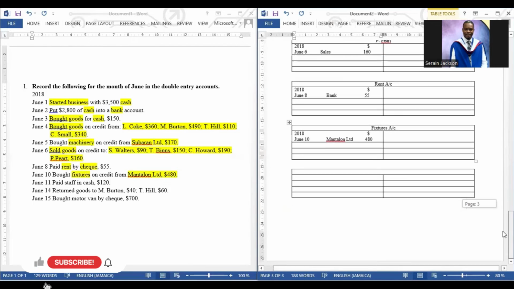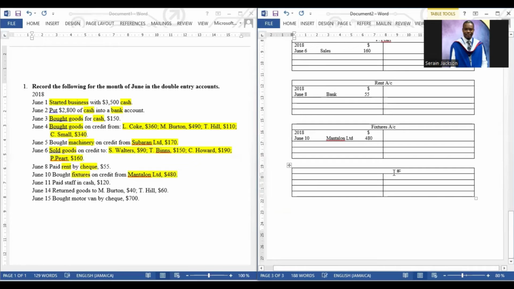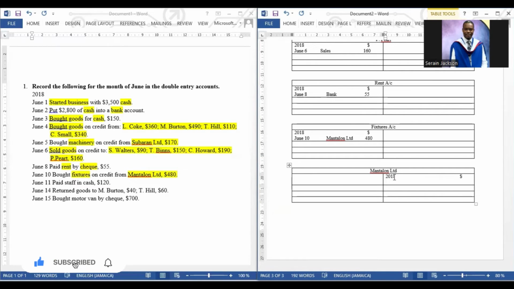So we have to now draw up an account for Matalan, and we credit their information. June 10, fixtures, and it is $480. All right.